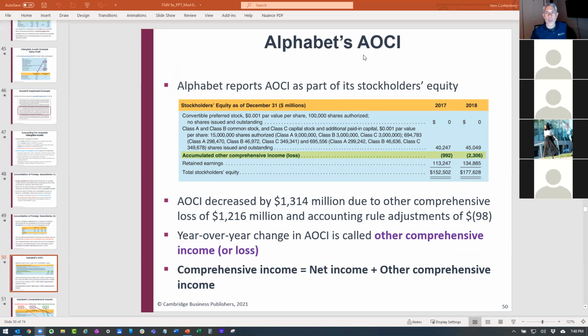And you would see that reported in the back of the 10K filing. You're always going to see an accumulated other comprehensive income statement reported in the 10K filing. So be aware of that.